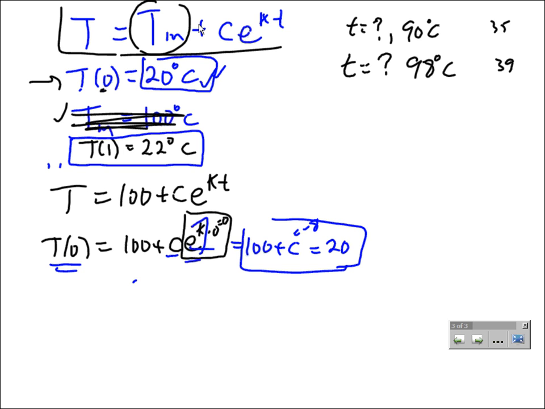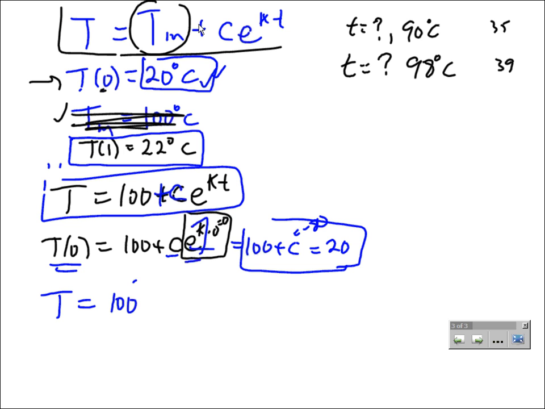And on the other hand, it equals 20 degrees. So this must be negative 80, since 100 plus negative 80 is 20. So I would update this formula: instead of plus c, I'll put negative 80. T is 100, c is negative 80, minus 80 e to the kt. So now I'm going to use that piece of information.